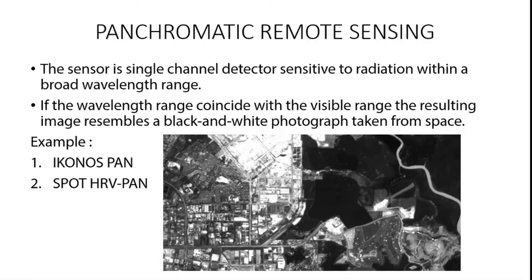First is panchromatic remote sensing. The sensor is a single channel detector sensitive to radiation within a broad wavelength range. As the wavelengths are very broad, the image obtained is a black and white photograph. So if there is a warmer area, then you can see the color is very light, and if there is a cooler area, the image shows a dark tone.